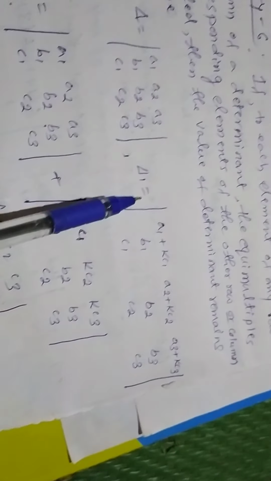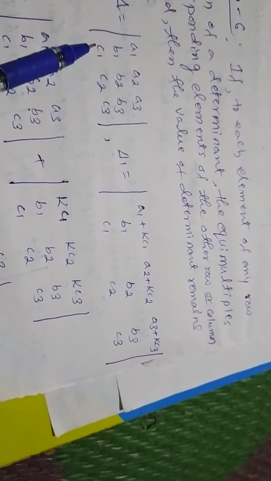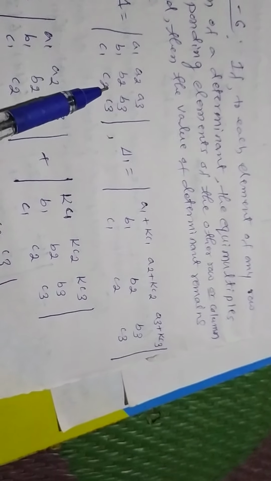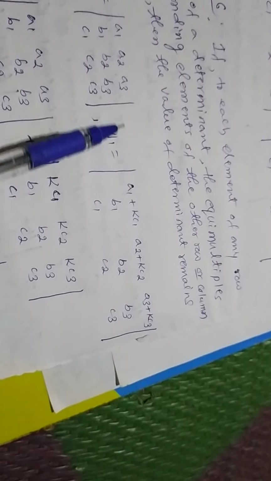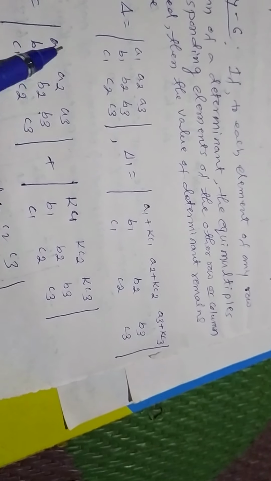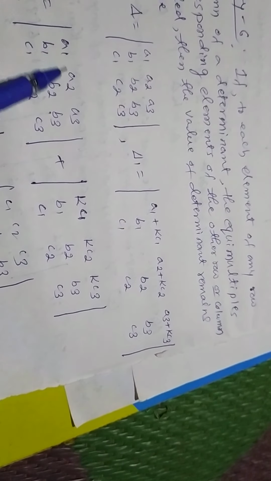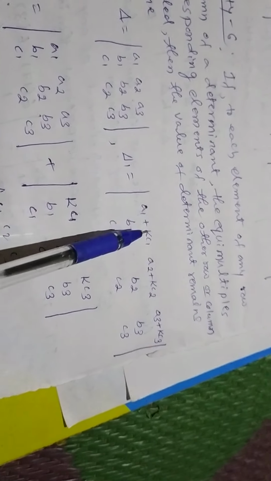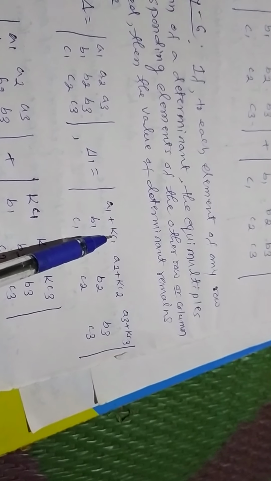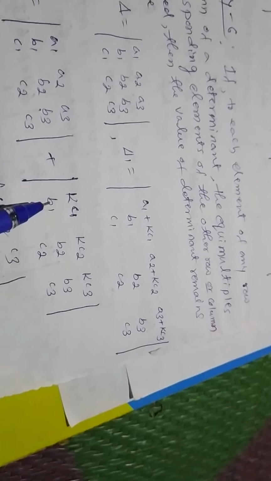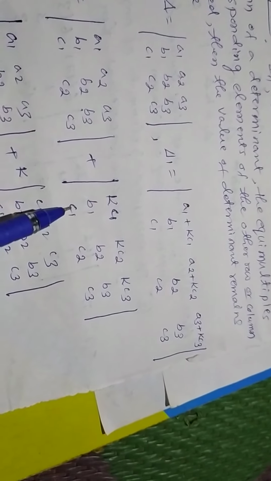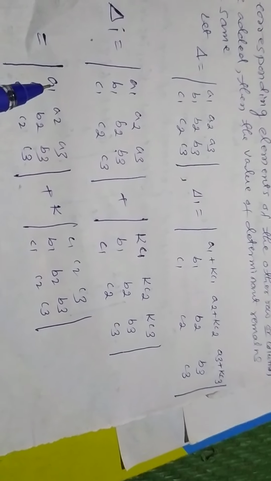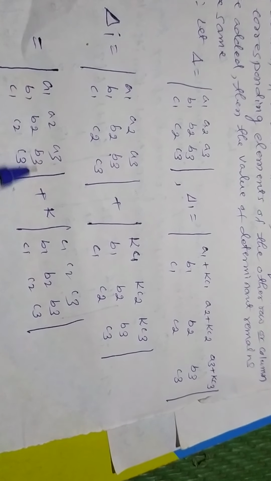So this is delta 1. Delta 1 is formed when you multiply k with any row or column, then add those equimultiples to any row or any column. This is delta 1. So a1, a2, a3 as it is, because of property 5, plus you can write k c1, k c2, k c3, and the remaining two rows are the same as it is, as in property 5. a1, a2, a3 as it is, b1, b2, b3, c1, c2, c3.